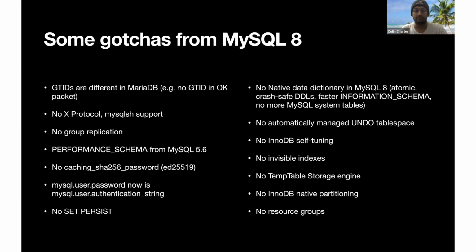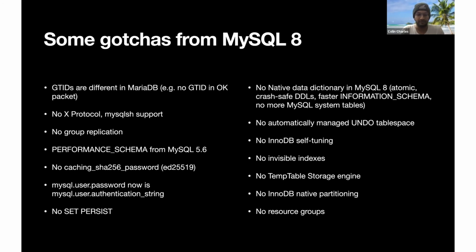If you come from MySQL 8, it is worth noting that there are some gotchas. One is that GTIDs are different in MariaDB compared to MySQL 8, and MariaDB does not have GTID in the OK packet. You were earlier in a ProxySQL talk where you can do some tricks when you read the GTID in the OK packet. You can't do that here with MariaDB. There's no X Protocol support or MySQL Shell support, as mentioned earlier. There's no group replication or InnoDB Cluster. That might be a limitation for some of you because you may like MySQL Shell to configure InnoDB Cluster and group replication. Of course, there is Galera Cluster in MariaDB, but it's not the same as MySQL Shell doing that.